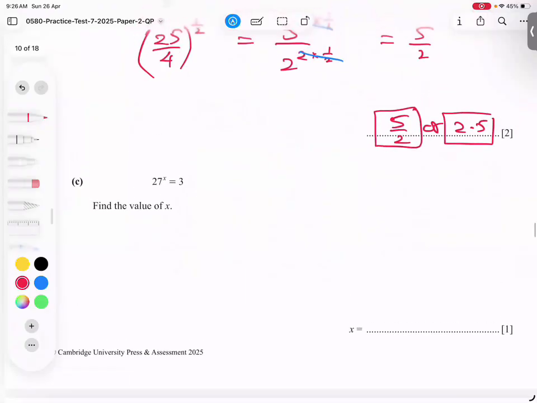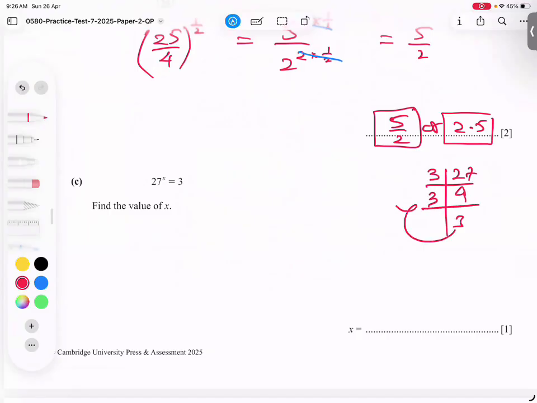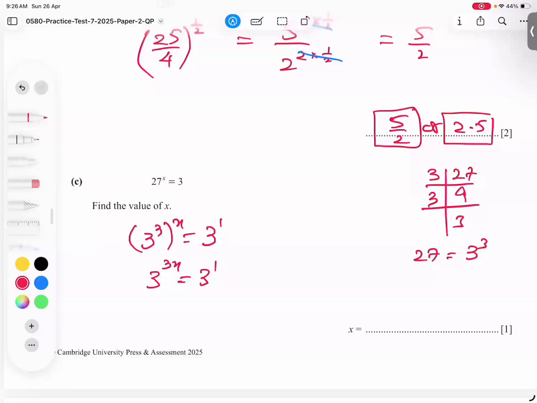Okay, C part. What is 3 and what is 27? You must know it, or otherwise, if you don't know, 3 times 3. So how many 3s? 1, 2, and 3. So 27 can be replaced with 3 to the power 3. One power inside and one power on top outside, so they multiply. So 3 times 2x, 3x. And when a number has no power, you can write 1. And now write the same bases.